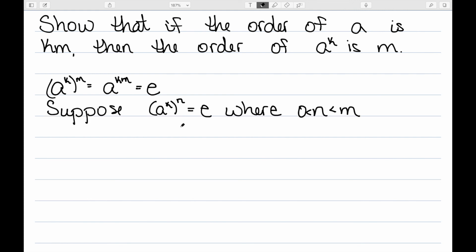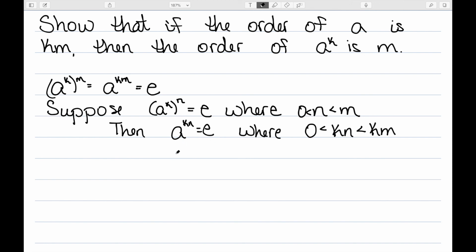Let's suppose that a to the k raised to the n power is the identity, where n is between 0 and m. So I have a smaller positive integer that gets me the identity. Well, properties of exponents then tell us that we would have a to the kn is equal to e. And we then know that kn is going to be smaller than km, since n is smaller than m. Well, that gives me a contradiction. Since km is the order of a, km is the smallest positive integer that gives me the property that a to the km is equal to e. So this would be impossible. It must be the case that n is equal to 0.